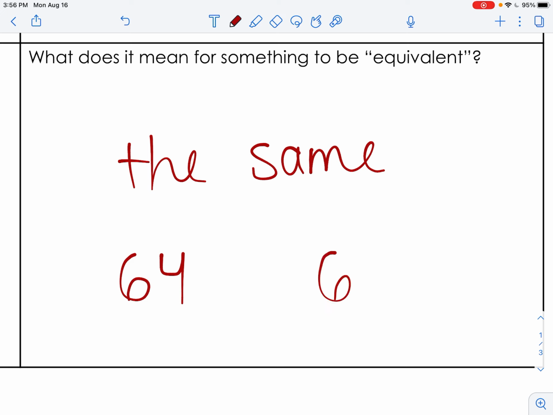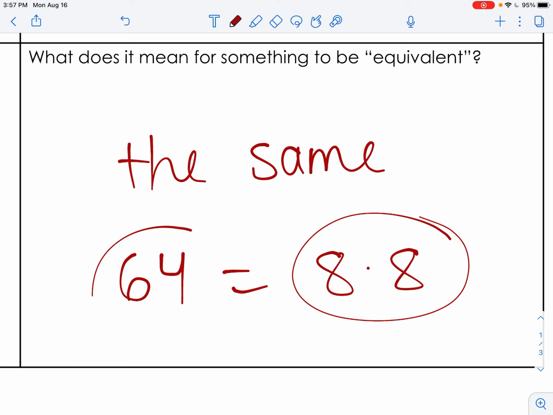I could say 60 plus 4. That's equivalent, right? Those two things are equivalent to one another. How about, let's think of another way. How about 8 times 8? That's 64, right? That's another term that is equivalent to 64.